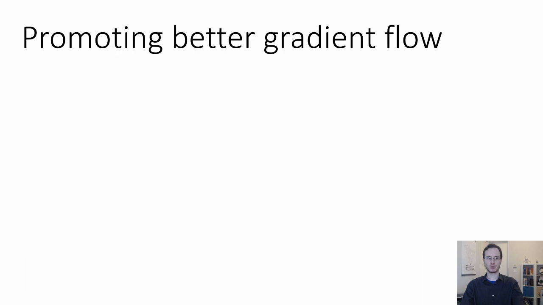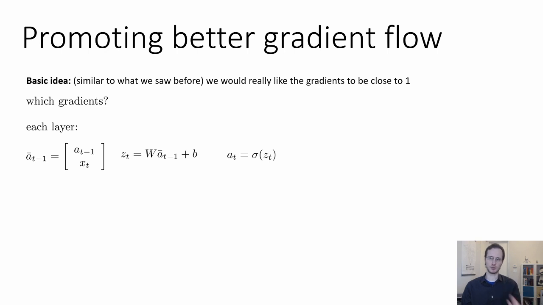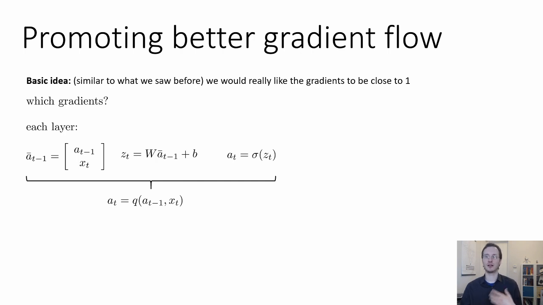So what can we do to promote better gradient flow through an RNN? Well, the basic idea, which is similar to what we saw before, is that we would really like the gradients to be close to 1. Now, which gradient are we talking about in particular? Well, at each layer, we're going to have this operation. We're going to concatenate the previous activations. And notice here that I've replaced all the L's with T's just to keep with convention. So we're going to concatenate x_t to a_{t-1}, apply our linear operation, and then apply our nonlinearity. And we can call this the RNN dynamics function.